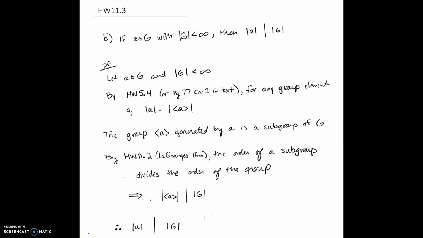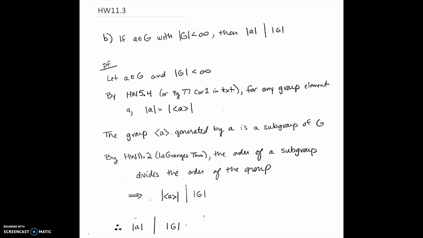I had problems numbers 3b and 3c on homework 11. So 3b says if A is a member of G, with the order of G less than infinity, then the order of A divides the order of G. So we're going to start with: let A be a member of G and let the order of G be less than infinity.